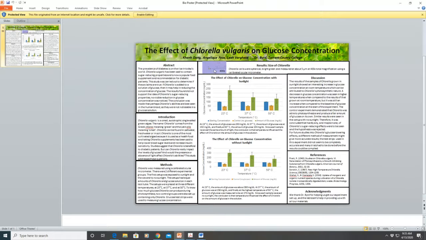Now their picture is a little bit smaller. It's kind of the opposite problem of the last poster. Their picture here is really small, but their graphs are nice and big. I really like their graphs. I could see very clearly what they were doing.